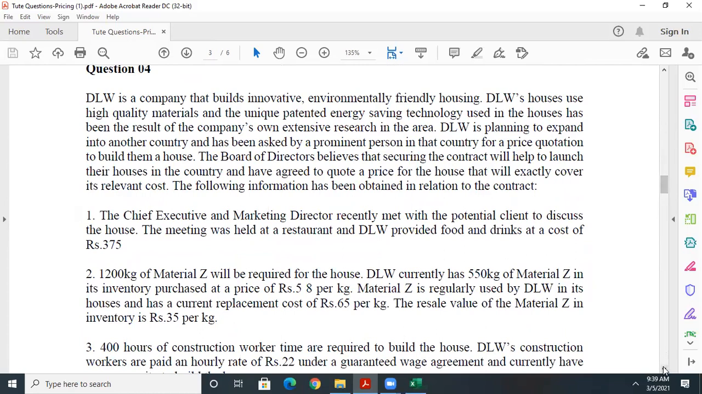The DLW is a company that builds innovative environmentally friendly housing. The DLW's houses use high quality materials and the unique patent energy saving technology. You're using high quality material and also a kind of a unique technology used in the houses has been the result of the company's own extensive research in the area. So you are carrying out research and you are coming up with certain developments. The DLW is planning to expand into another country and has been asked by a prominent person in that country for a price quotation to build them a house.